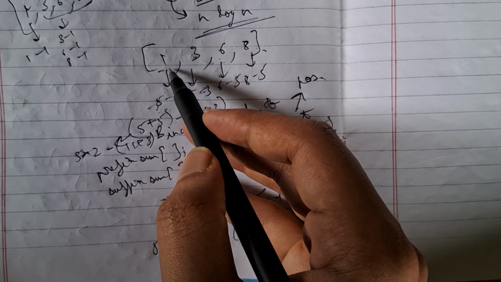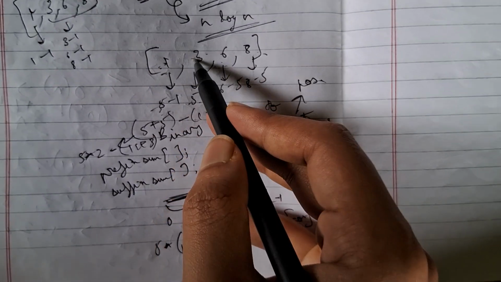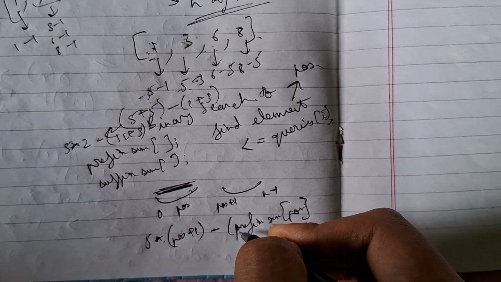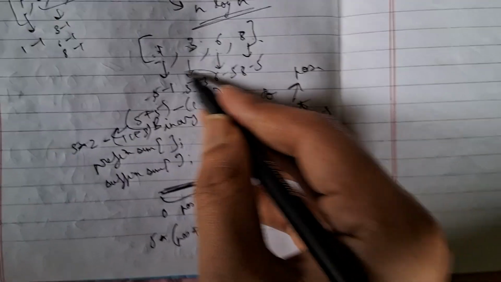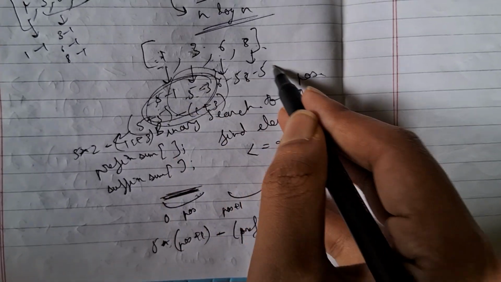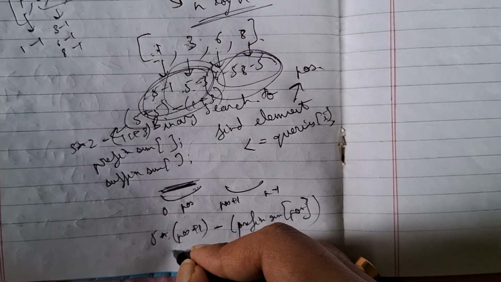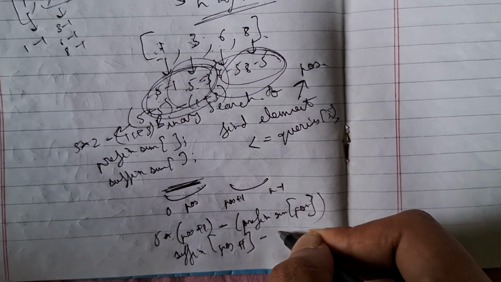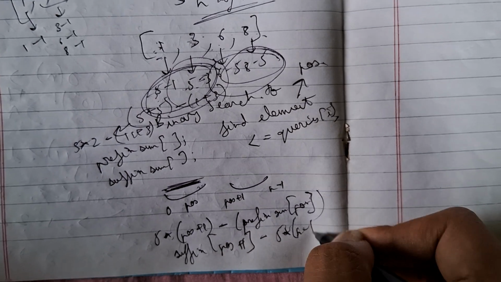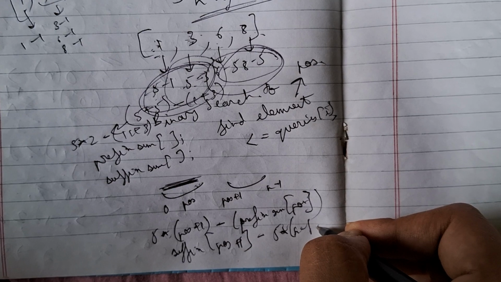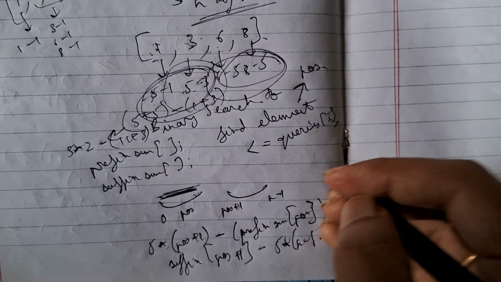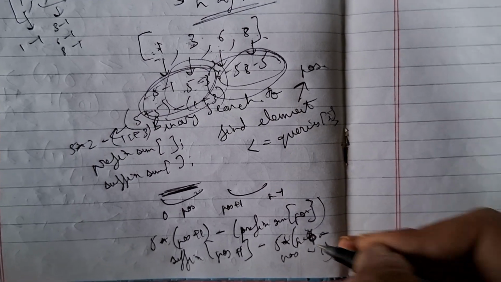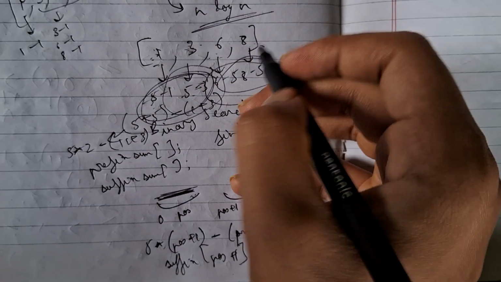What is 1 plus 3? The prefix sum of these 2. And 5 into 2, that is the number of elements, that is pos plus 1. So 5 into pos plus 1 minus prefix sum of pos. So this is the portion I get. For the other portion it is also simple: suffix of pos plus 1 minus 5 into n minus pos minus 1, that is the remaining number of 5s.